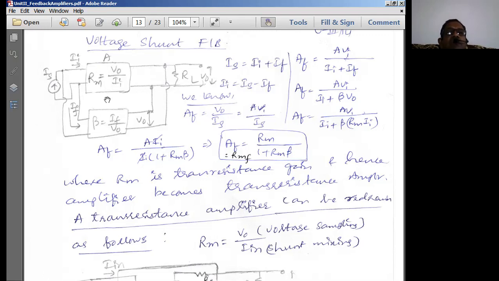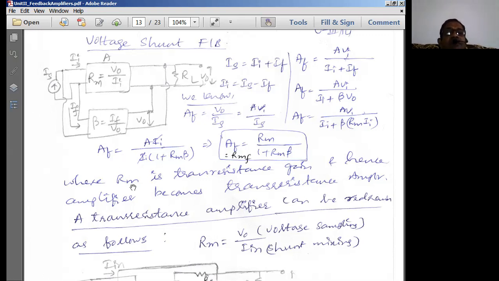So the gain of the amplifier can be called a trans resistance. Thereby we are going to get a trans resistance amplifier. That means this transistor amplifier is working like a trans resistance amplifier. So without feedback, what is the amplifier? BJT. BJT is a current controlled current device. By applying feedback, now we are changing its configuration. So the configuration we have changed to a trans resistance amplifier.